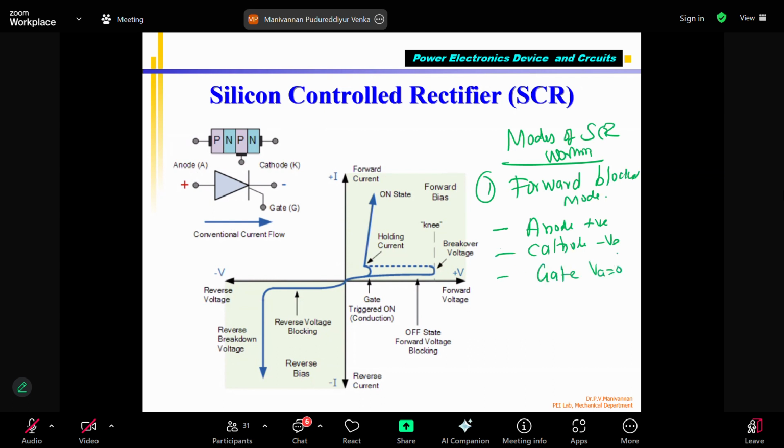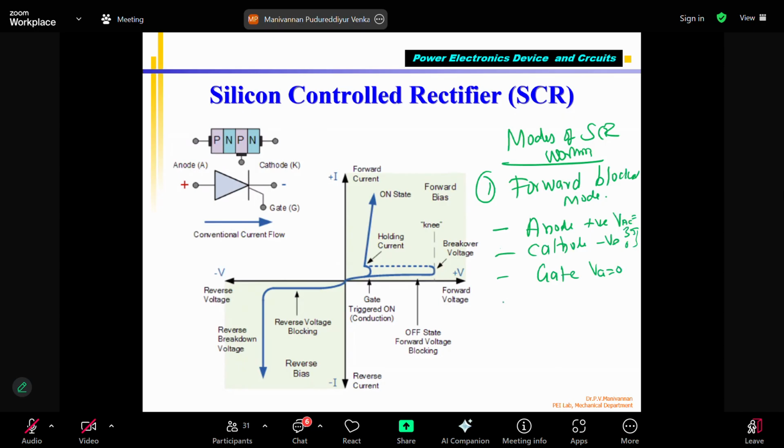VG equal to 0. So I say VAC is, for example, 35 volts. Please note the cathode will automatically be 0; with respect to this only, we are giving 35 volts. Cathode is given 0 volts, anode is given 35 volts. That's what the manufacturer says. The gate voltage you are supplying is 0. Correct? You are not giving any.